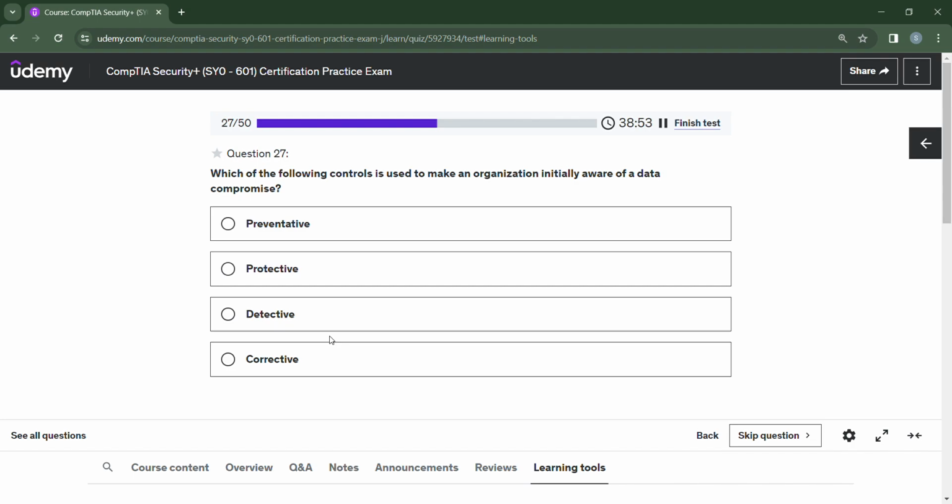Which of the following controls is used to make an organization initially aware? Initially aware would be detective.